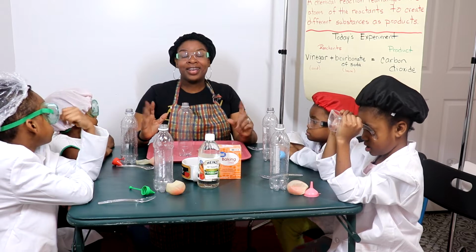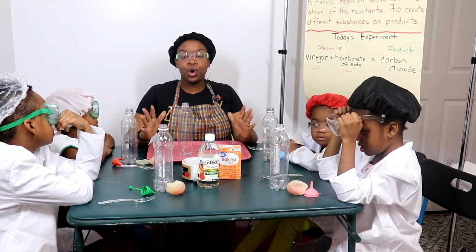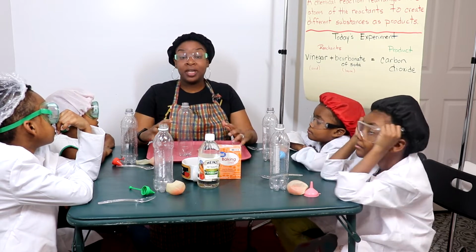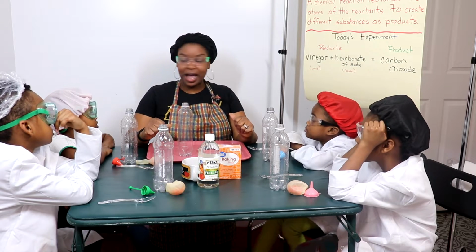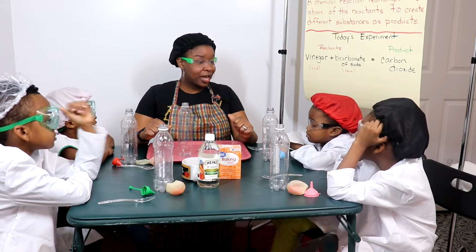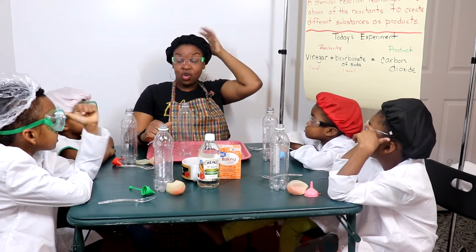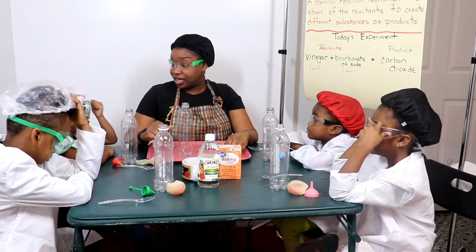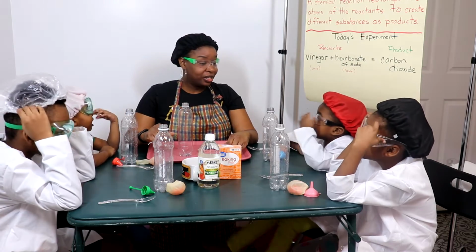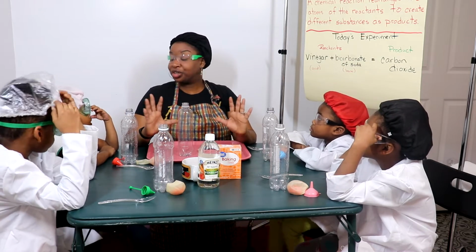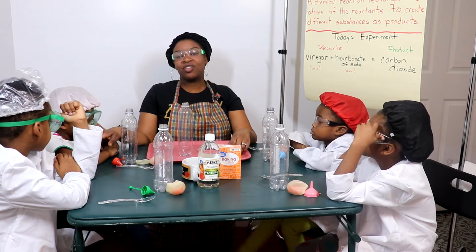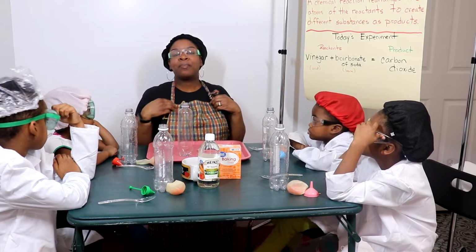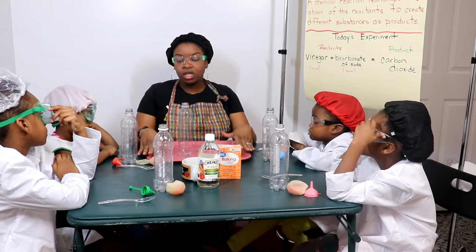Okay. Now, we are ready to work on completing a chemical reaction. Now, first I'm doing a check. Everybody has their eyewear on. Check. We have our hair nets on. Check. All right. The junior scientists have on their lab coats. The intern scientists have on their smocks, and I have on my apron. So we are all set.